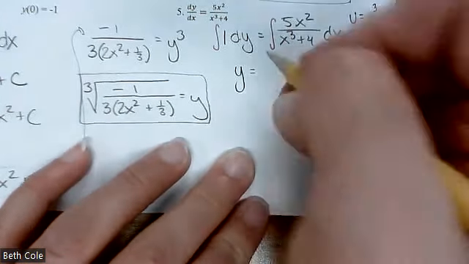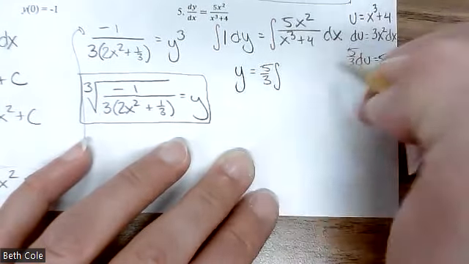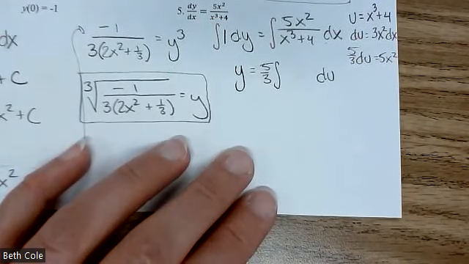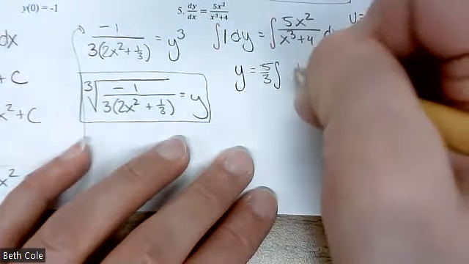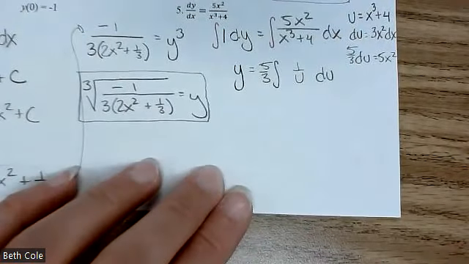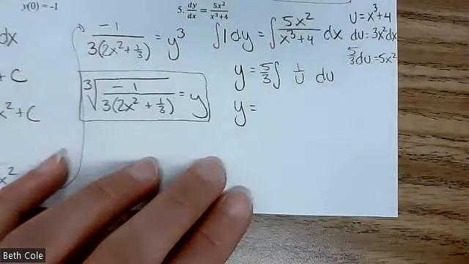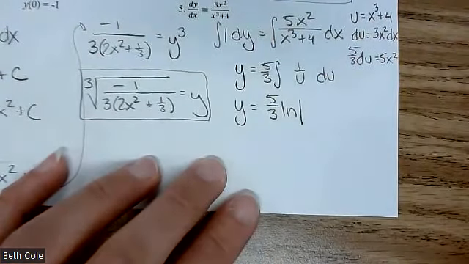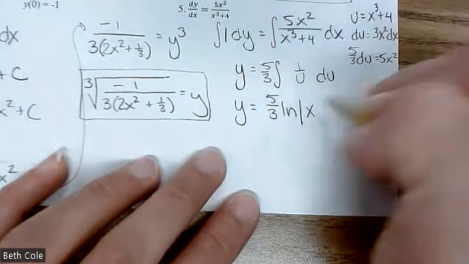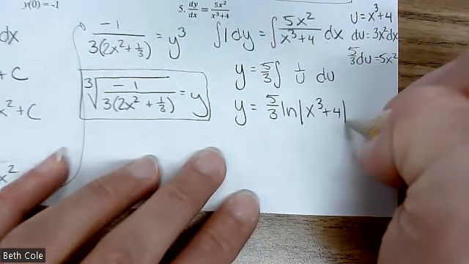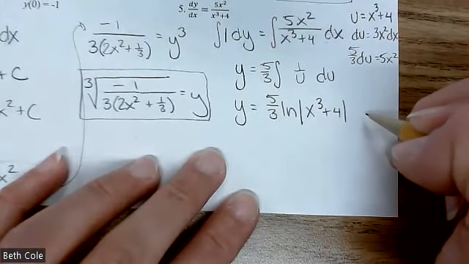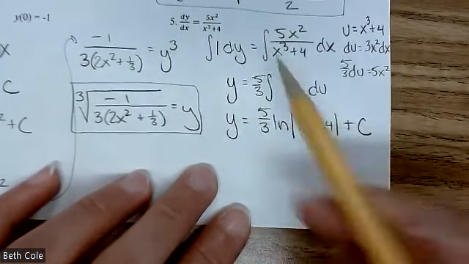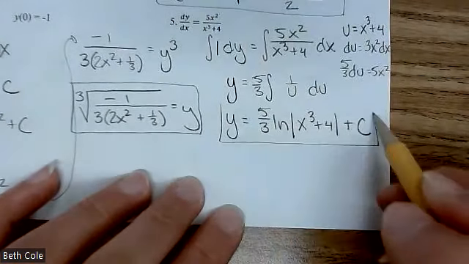So when you go to substitute in, 5/3 goes out front, du goes at the end. What's still there? Awesome. What's your antiderivative of 1 over u? ln of u. So this is going to be 5/3 ln of u, which is x cubed plus 4. And then to top it off at the end, good. Was there an initial condition? Gosh, I hope not. No. Okay, then that's just our answer.